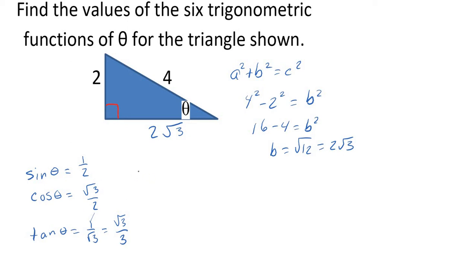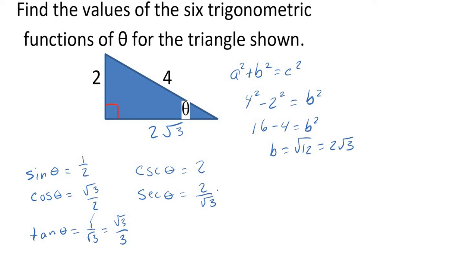Let's just do the reciprocals. So remember, cosecant. No two cos go together. So sine and cosecant are just reciprocals of each other. So cosecant is going to be 2. Secant is going to be the reciprocal of cosine. So 2 over square root 3.